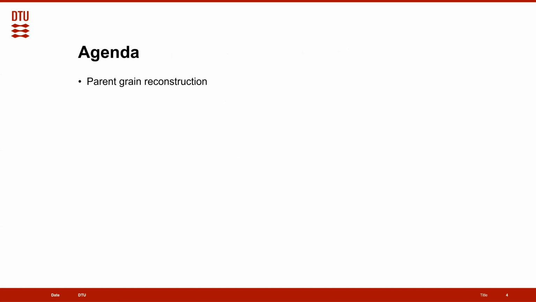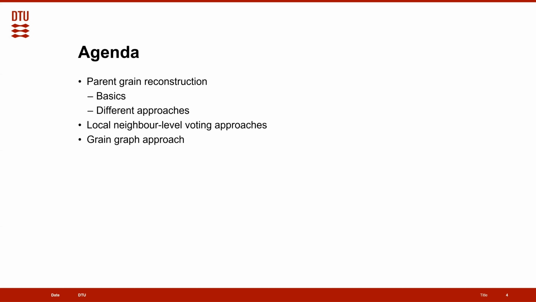So our agenda will be that I very briefly touch upon parent grain reconstruction. I know Ralf has already done it, but I will just do it from a little bit different angle, and I keep it short, of course. Show you the basics, then give an overview of which different approaches exist. Then I will go a little bit into the algorithms that we have in MTEX, so explain the local neighbor-level voting approaches, the grain graph approach, and then hopefully we get a natural transition of why this variant graph approach is important and how it derives from those previous 2 approaches. And here I want to show you a little bit how the algorithm works, how the performance of this algorithm is, and give you some examples in the end.